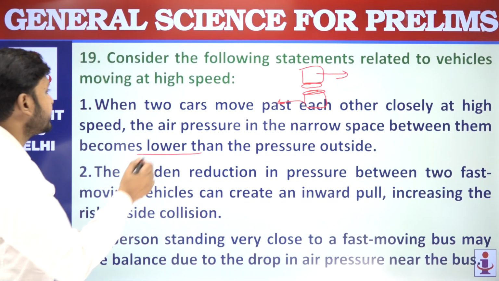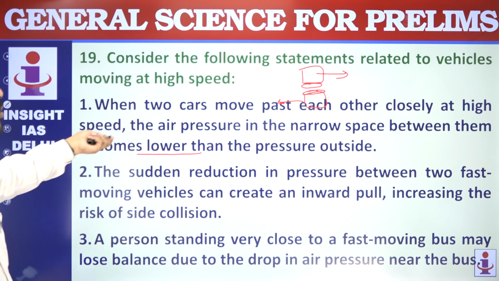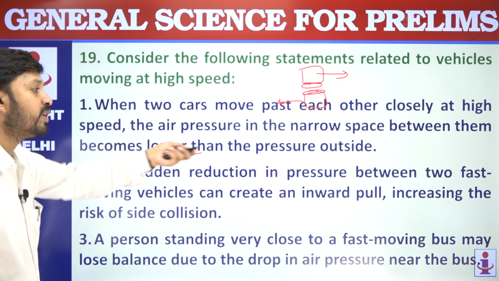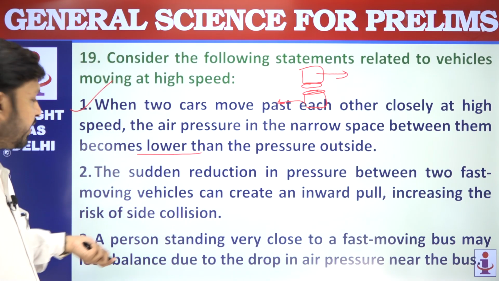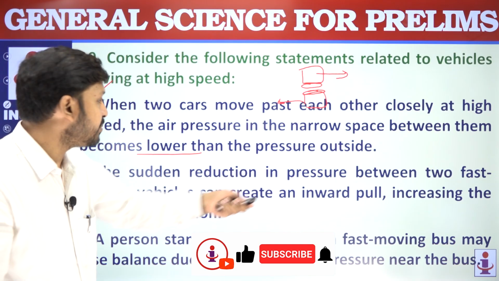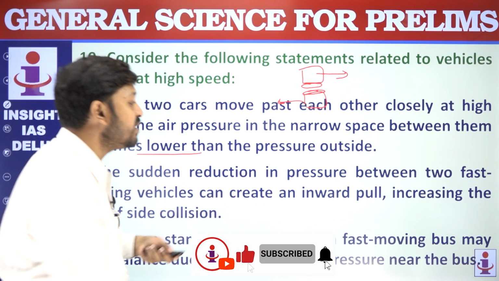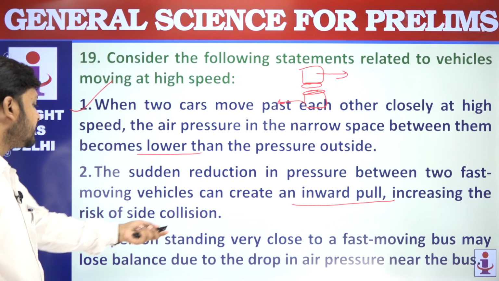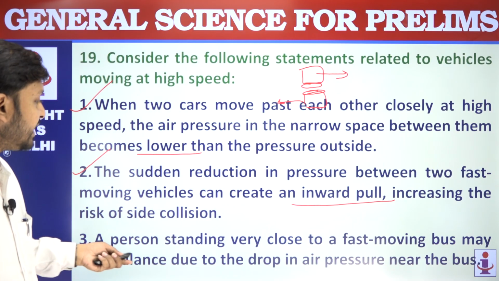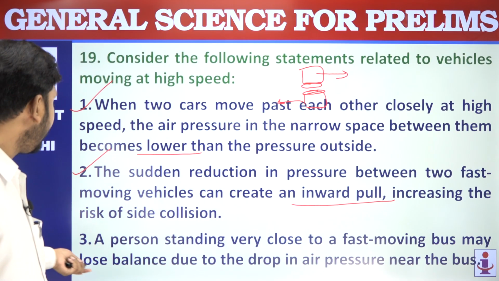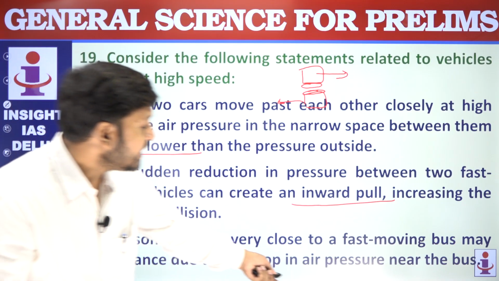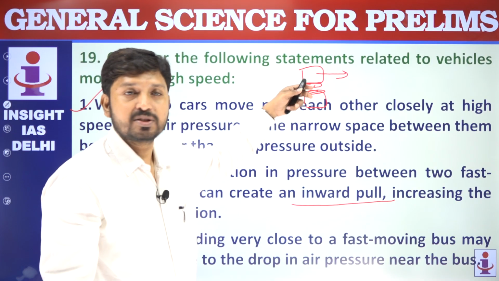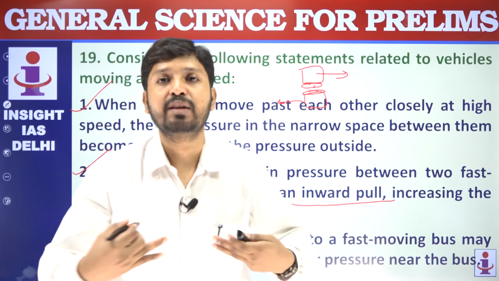Okay, let's read the statements based on this understanding. When two cars move past each other closely at high speed, the air pressure in the narrow space between them becomes lower than the outside. This is what we have seen. And the sudden reduction in air pressure between the two fast moving vehicles can create an inward pull, because I told you they will come closer, and side collision can occur. It increases the risk of side collision. This is also right. A person standing very close to a fast moving bus may lose balance due to the drop in air pressure near the bus. If I am standing here, there is no second vehicle, but air is reduced, so with any fast moving thing there, I will be pulled forwards.